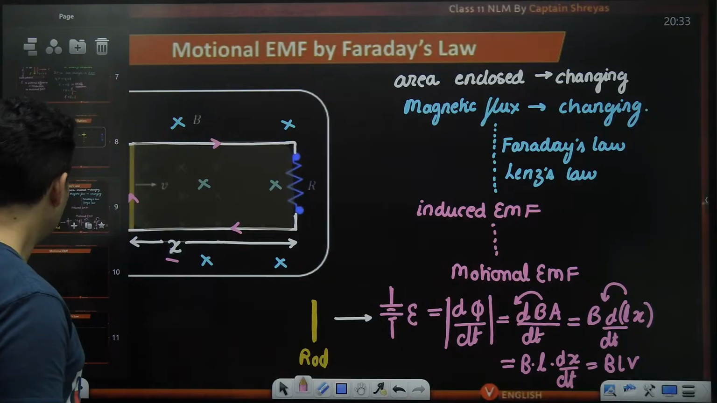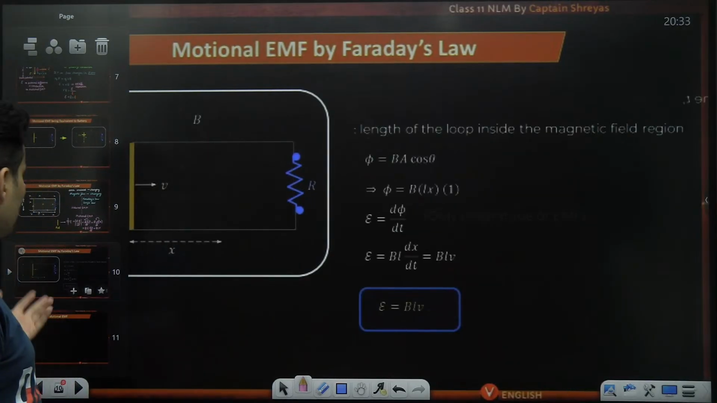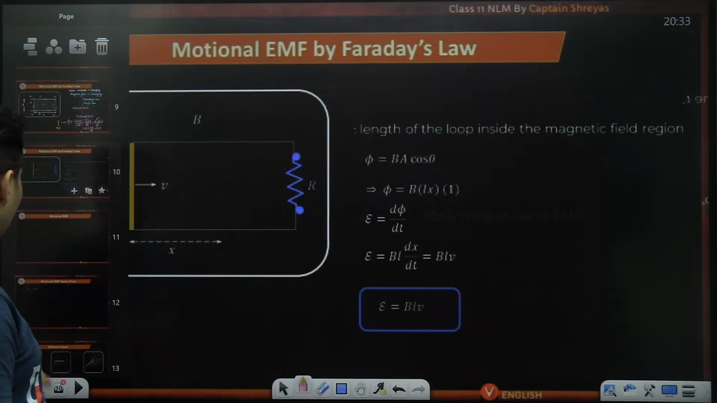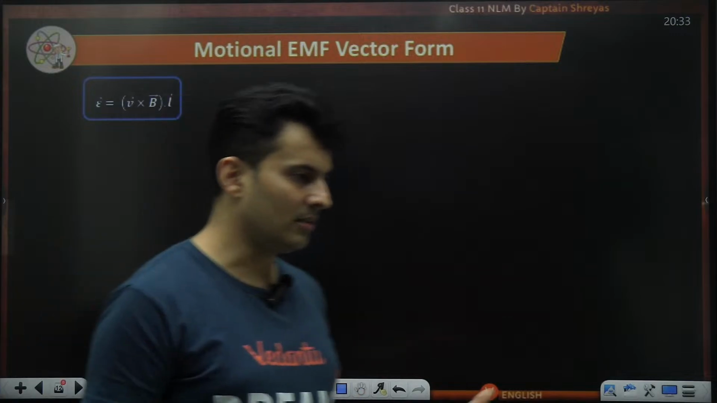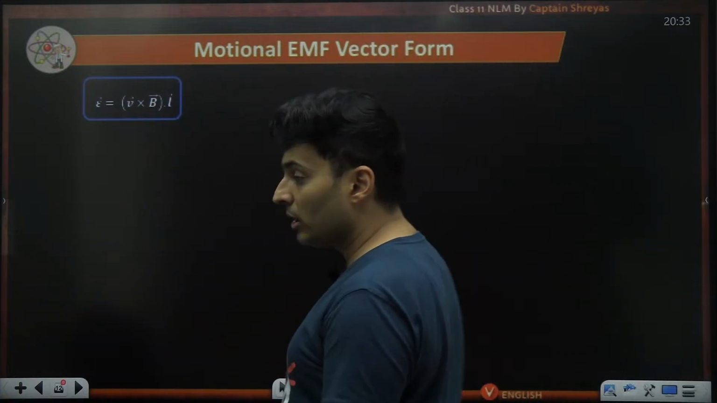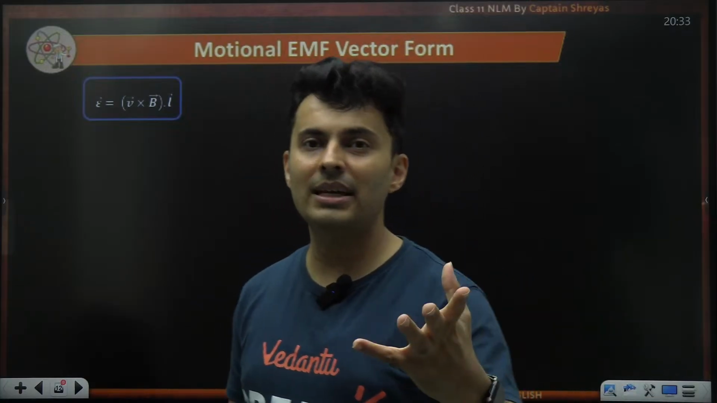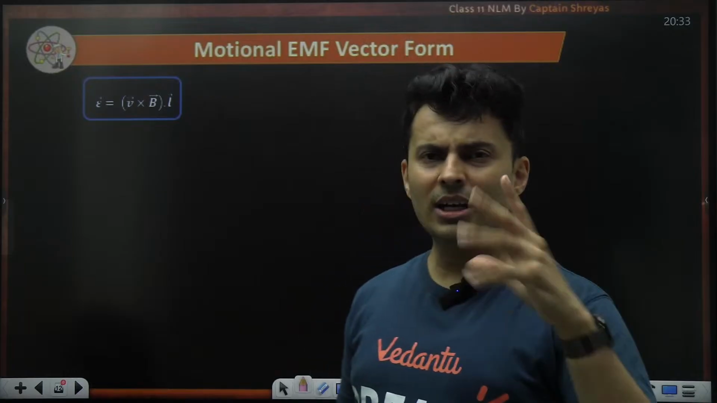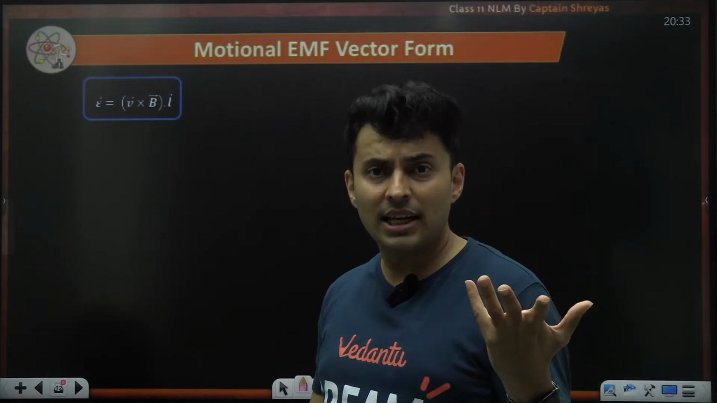Awesome. Now that we understand how Faraday's law can also be used for deriving the same motional EMF, the only thing left is the vector form, which will help me with the direction. And this vector form is very important. Lot of students don't even know that there is a vector form. They just remember BLV. That's not right, because not every time it will be BLV. It could be BLV sin theta, cos theta, something like that.